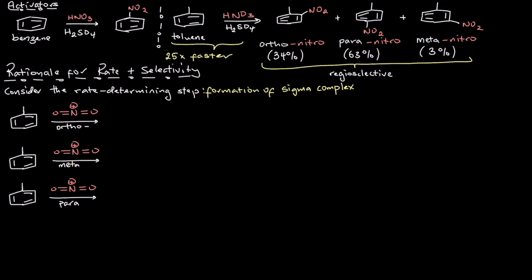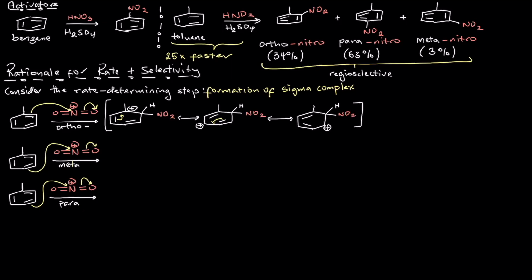Okay, so consider the attack of the nitronium ion by your toluene. There are three possible locations in which the nitronium ion can add to the aromatic ring. And this would be either the nitronium add to the ortho position, to the meta position, or the para position. So let's consider the sigma complexes for all three of these possible pathways.